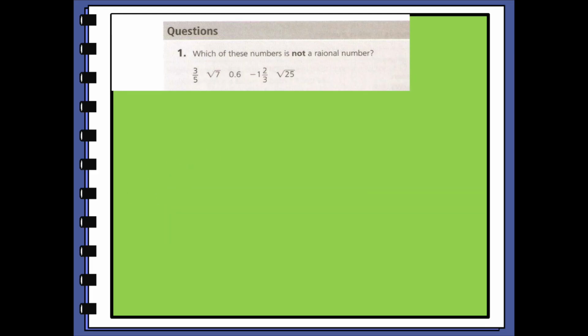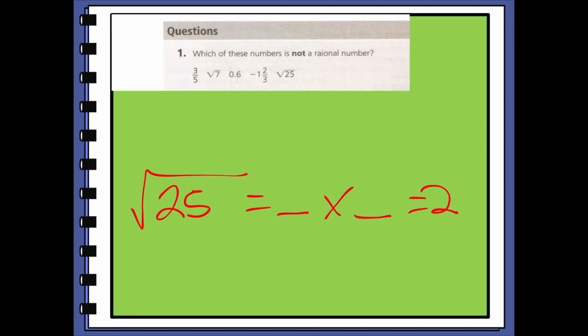Now for the last number, which is square root of 25, this number is called a rational number because there are two pairs of numbers which you can multiply to get 25. In this case we have 5 times 5 gives us 25. So the square root of 25 is a rational number, but if you look at square root of 7, this is not a rational number.